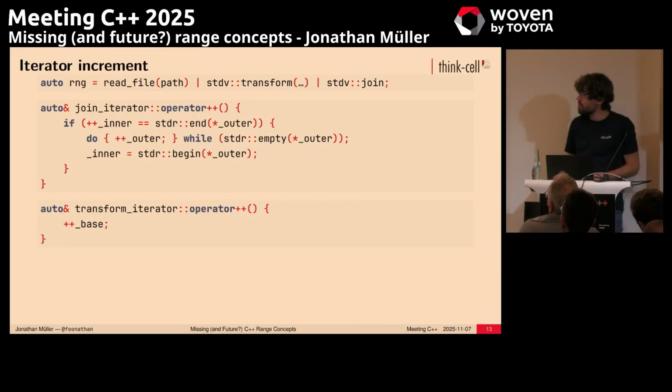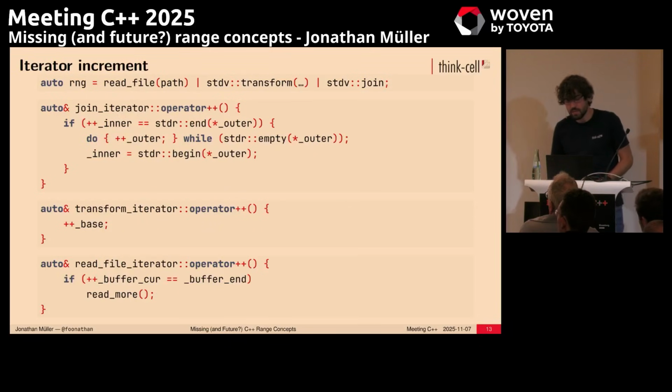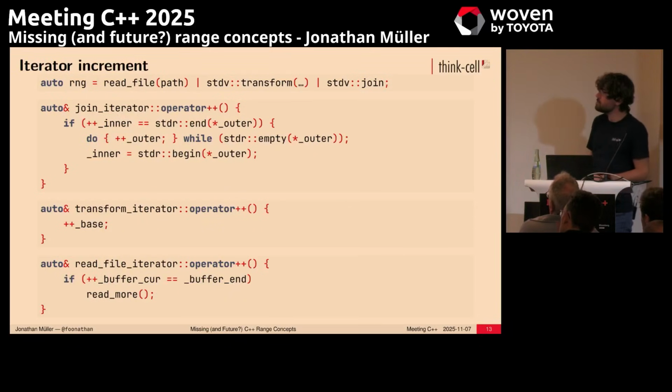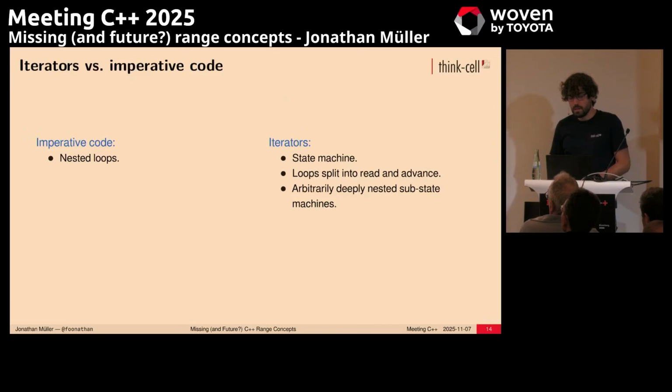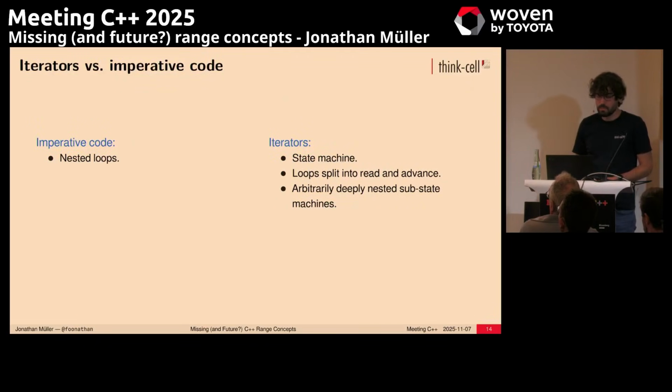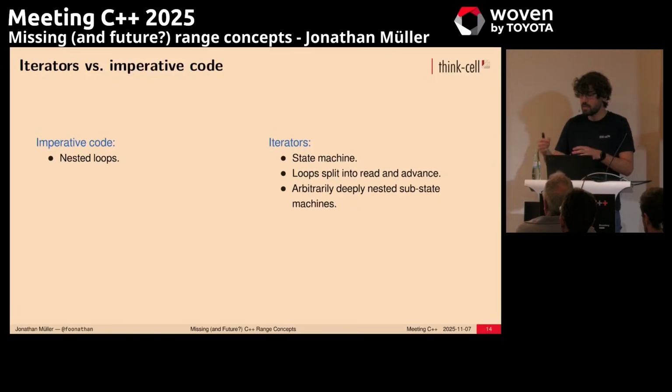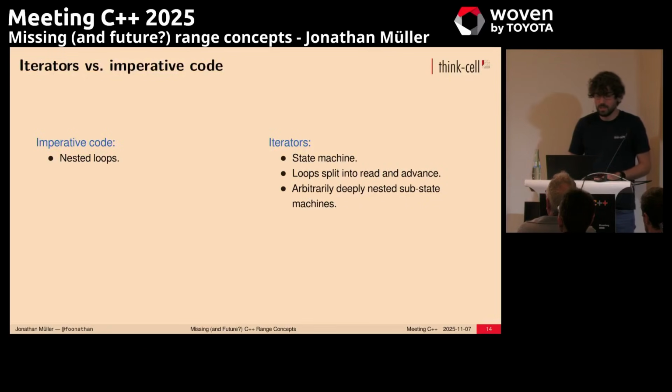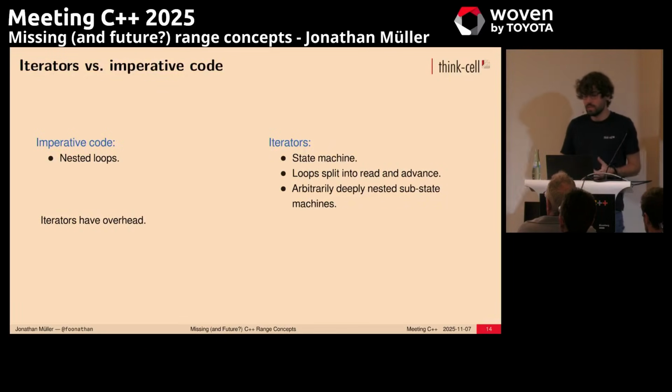Now, transform increment just forwards. And for read file, it's actually very similar to join. We increment the buffer, check whether it's the end, and then read more to fill the buffer. Now, the imperative code was just a bunch of nested loops, whereas the iterators had the state machine where we split the loop into a read step and an advance step, and then each step can arbitrarily advance deeply nested submachines. So we have inherent overhead when using iterators compared to the nested loops.